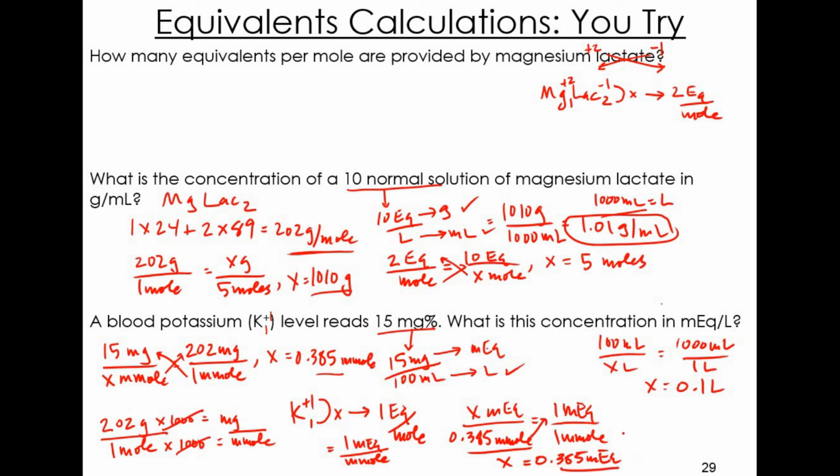All right, so we have this value for milliequivalents. That was our stopping point. Now we have the volume in liters, we have the milligrams in milliequivalents, and we just have to divide them to get the final answer. So 0.385 milliequivalents divided by 0.1 liter, and that is 3.85 milliequivalents per liter.